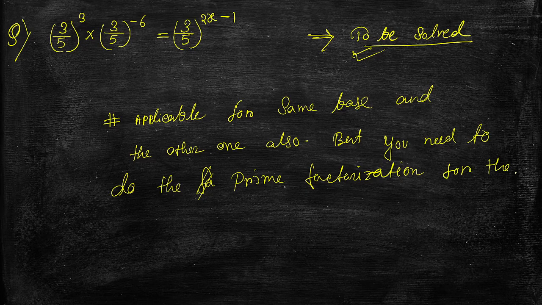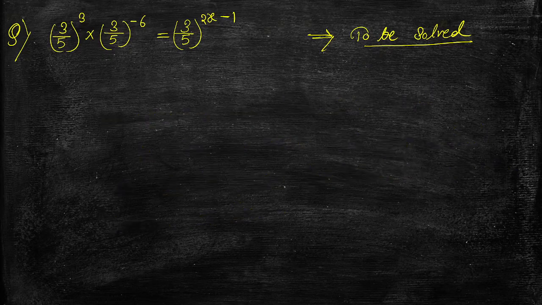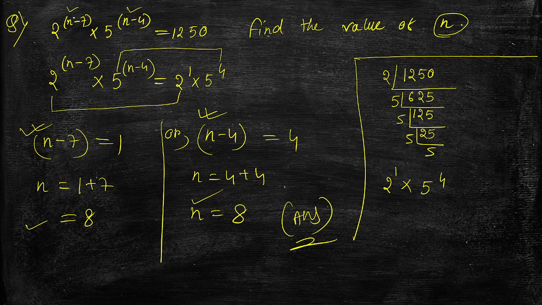For the power notation, like in this question, this is power notation in exponential form, right? The left hand side is in power notation, but the right hand side is not in the power notation. So what we did, we make it in a power notation form, and then we equate the powers and we find the value of n.